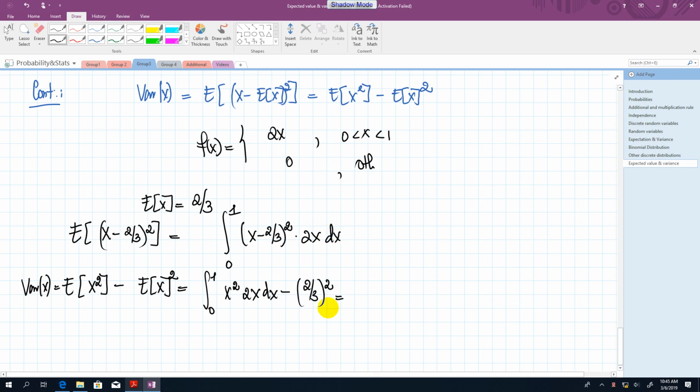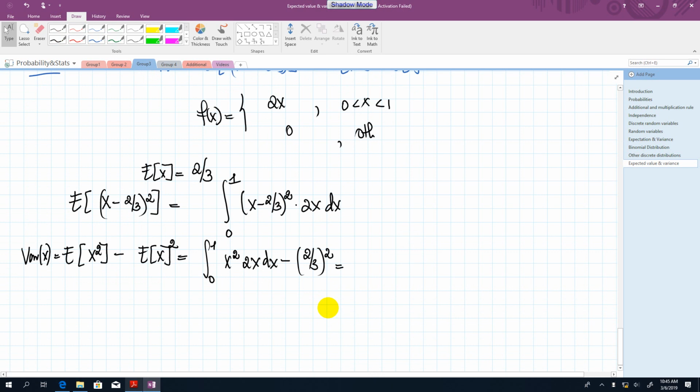Okay, let's do this the second way. It will be x squared multiplied by 2x, which is 2 over 4 x to the fourth, right? Yes?